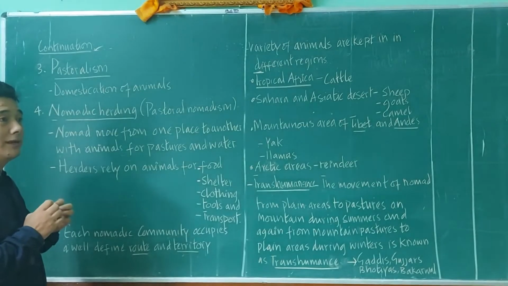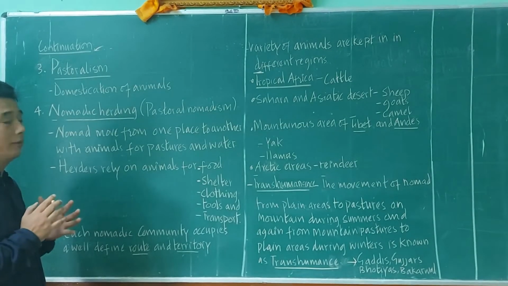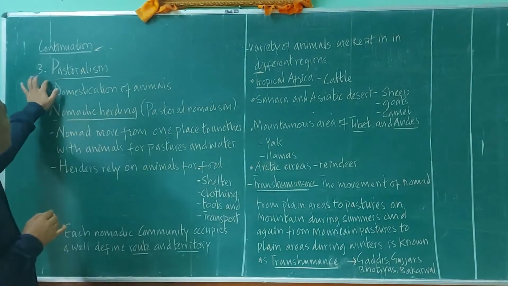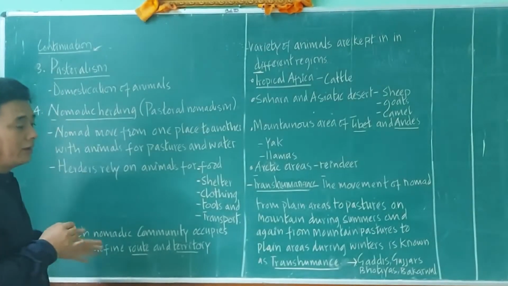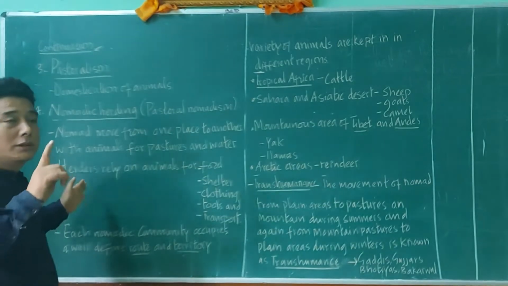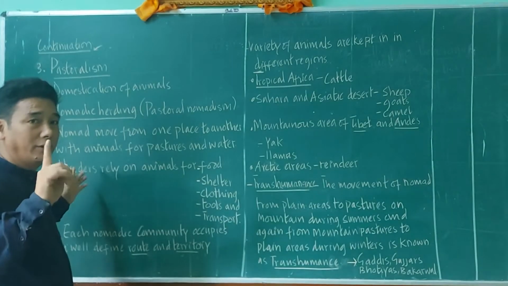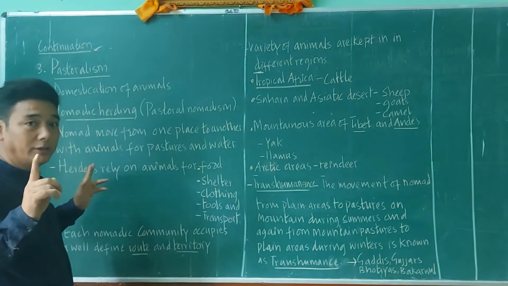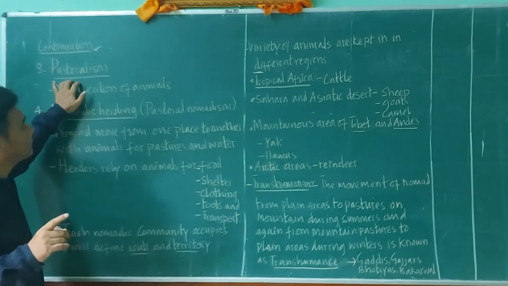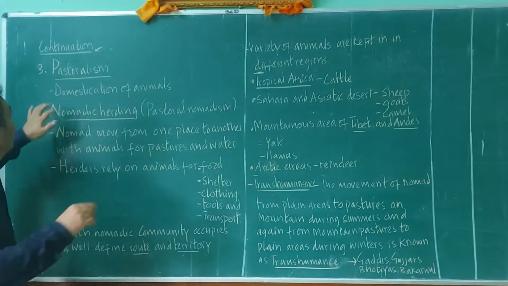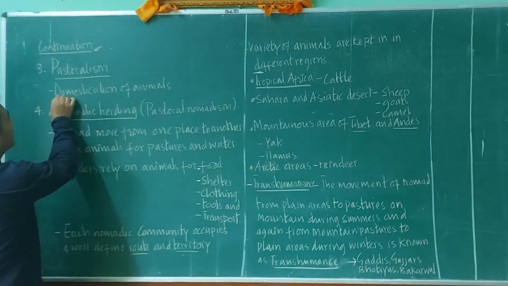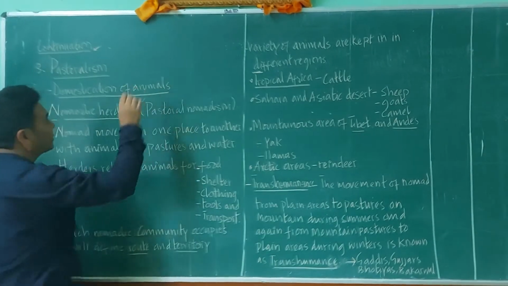The primary economic activity is also known as a red collar job, right? Now today we shall start with pastoralism. As I told you, I'm going to give a numbering. For hunting I've given number 1, for gathering number 2, and for pastoralism I'm going to give number 3. So pastoralism is a domestication of animals.